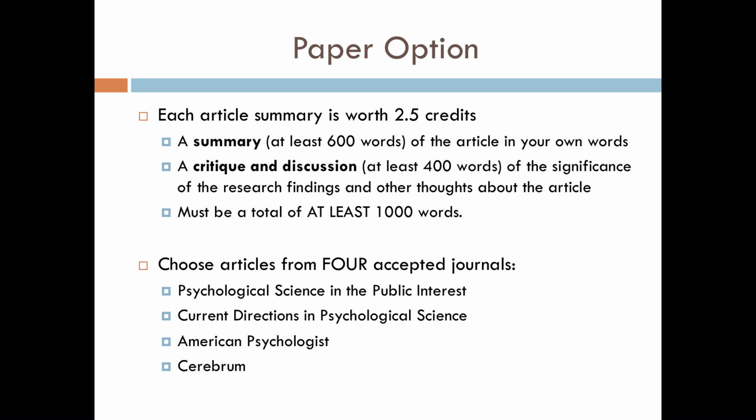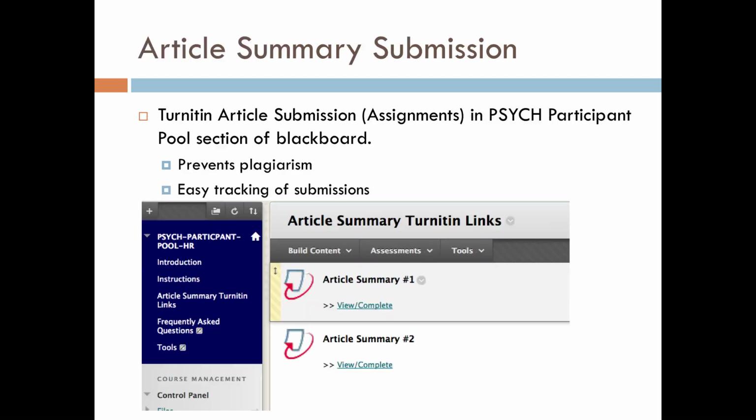Now, as far as your article summaries, the articles that you choose must come from 4 accepted journals. They are Psychological Science in the Public Interest, Current Directions in Psychological Science, American Psychologist, and Cerebrum. There are links to all 4 of these journals on the Blackboard section under the article summaries information.